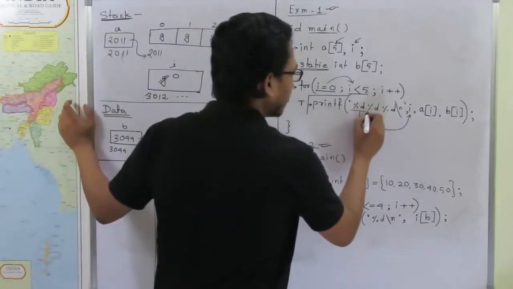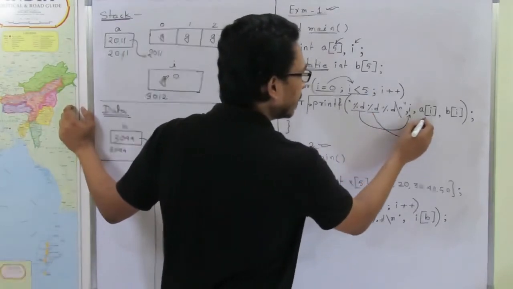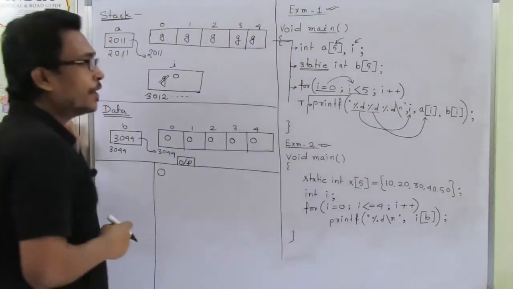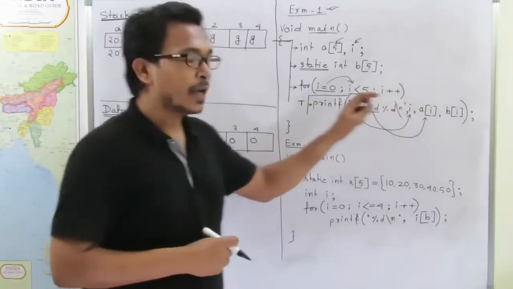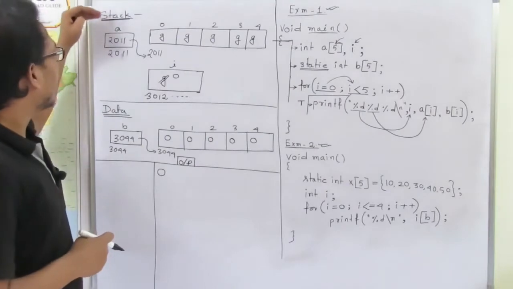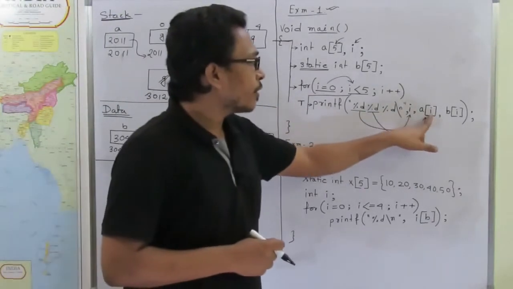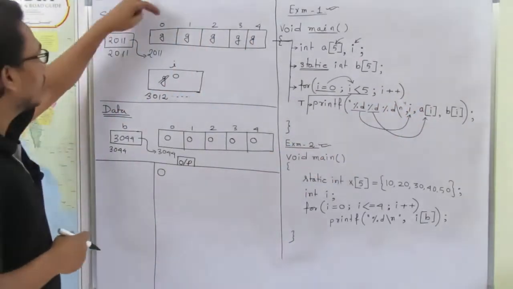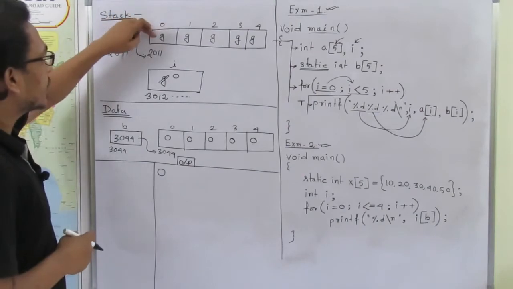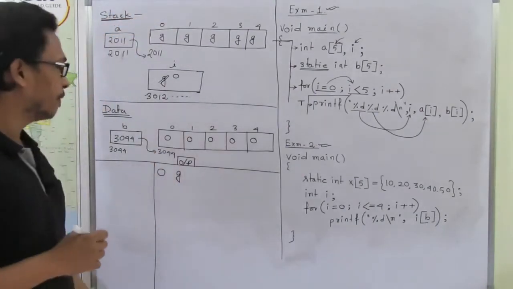Now coming to the next thing, that is %d. For this %d the identifier given is A of I. So what is this A? A is our array that is allocated in our stack section. Now the index is 0. So what is the value of A0? The value in A0 is garbage value. So here we will get a garbage value.